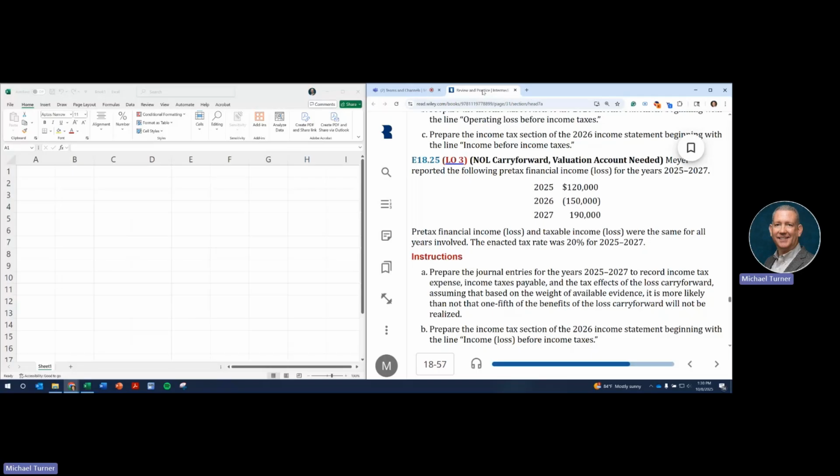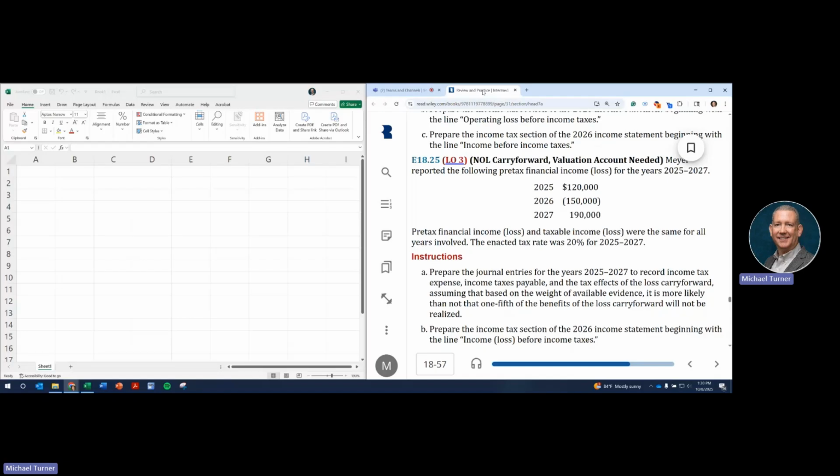It says Meyer reported the following pre-tax financial income or losses for the years 2025, 2026, and 2027. And we see in 2025 that we had a $120,000 income, 2026, a $150,000 loss, and then in 2027, we returned to income of $190,000. Pre-tax financial income or loss and taxable income and loss were the same for all years involved. And the enacted tax rate was 20% for the 3 years, 25, 26, 27.